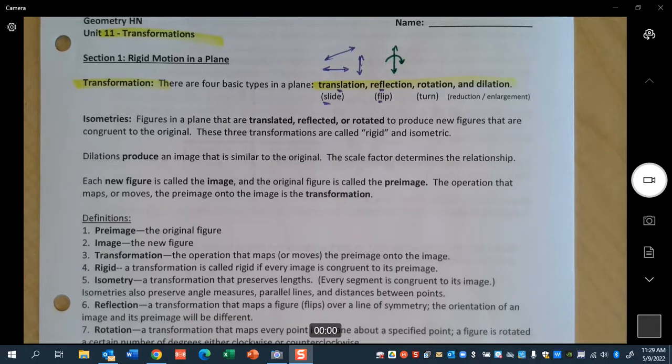Notice the direction your thumb is pointing in changes when you flip. The direction your thumb is pointing in does not change when you're sliding.